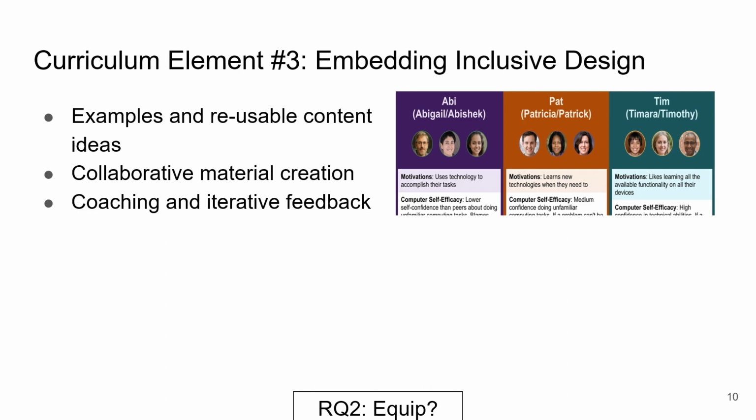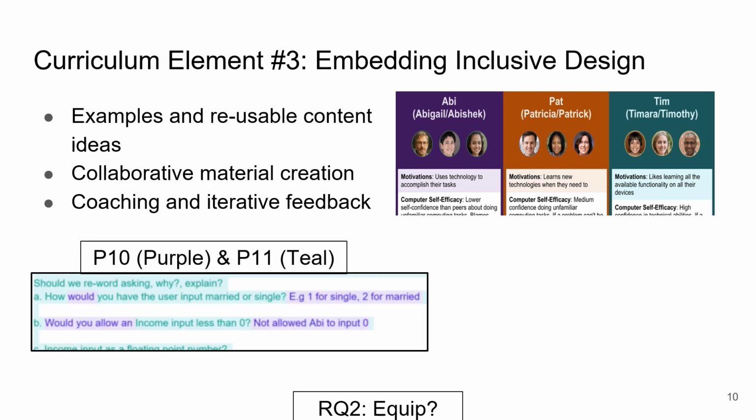Faculty also engaged in collaborative material creation, working in small groups with peers teaching similar courses. On the screen is an example where 2 faculty members were collaborating on an assignment. You don't need to read this, but notice that P10's contributions are shown in purple and P11's are shown in teal. While they were collaborating, facilitators checked in with each of the groups to provide coaching.